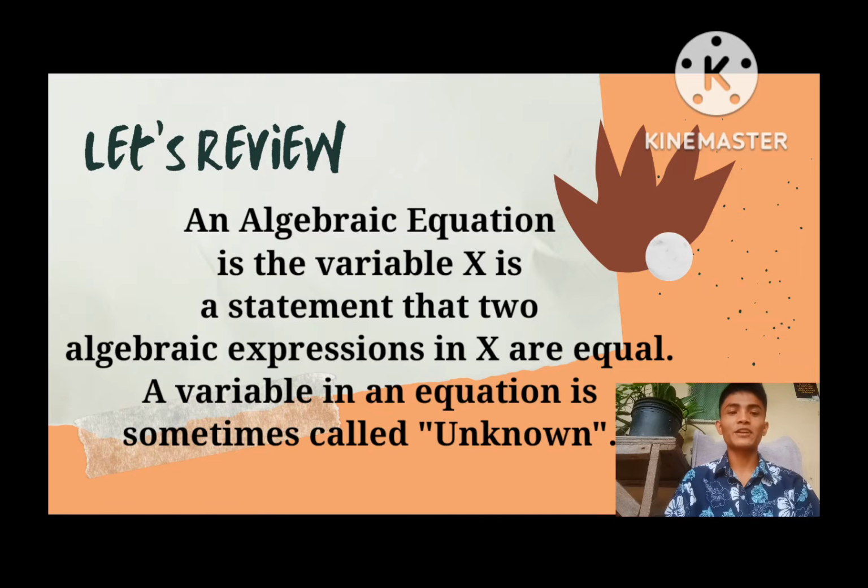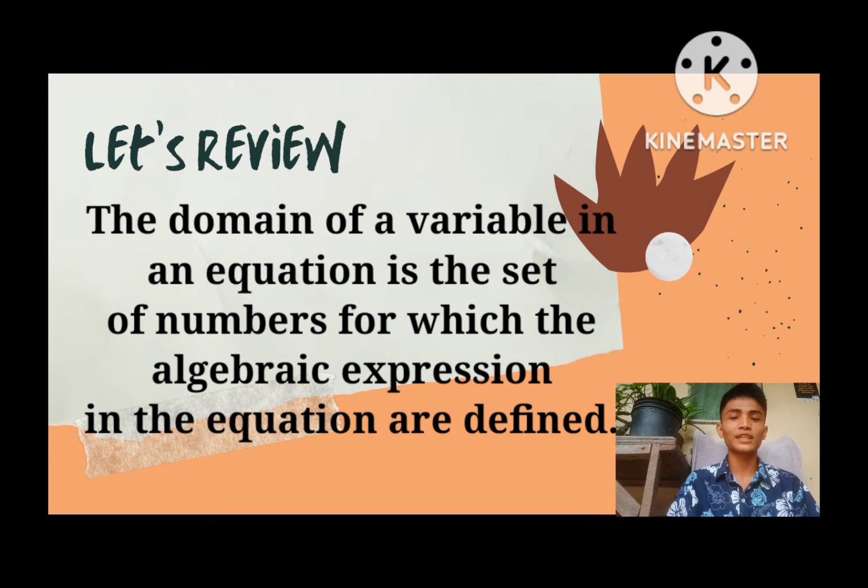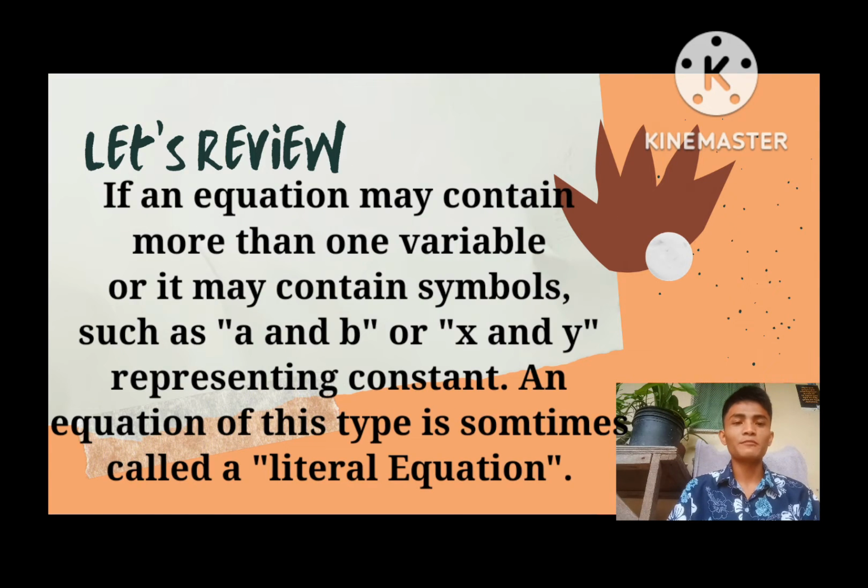An algebraic equation in the variable x is a statement that two algebraic expressions in x are equal. A variable in an equation is sometimes called an unknown. The domain of the variable in an equation is the set of numbers for which the algebraic expressions in the equation are defined. An equation may contain more than one variable, or it may contain symbols such as a and b or x and y representing constants. An equation of this type is sometimes called a literal equation, and often we wish to solve for one of the variables in terms of the other variables or symbols.